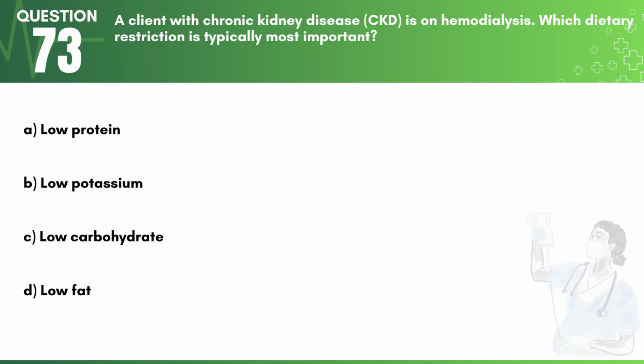Question 73. A client with chronic kidney disease, CKD, is on hemodialysis. Which dietary restriction is typically most important? A. Low protein. B. Low potassium. C. Low carbohydrate. D. Low fat.